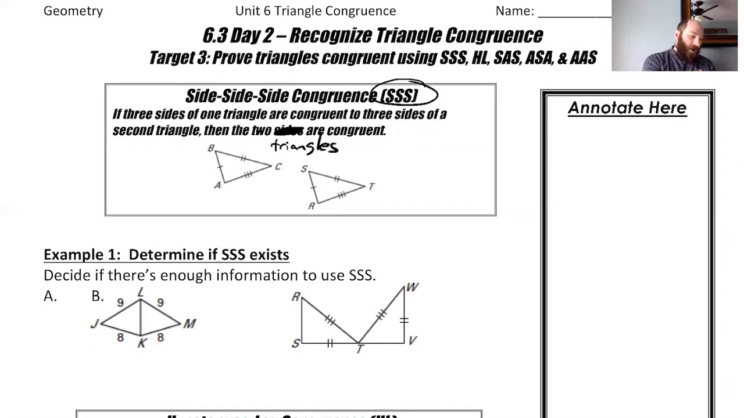Okay. So how that looks like here is that we have that matches up to that, there to there, and there to there. So three pairs of sides are congruent. I can now make the statement that triangle ABC is congruent to triangle RST.